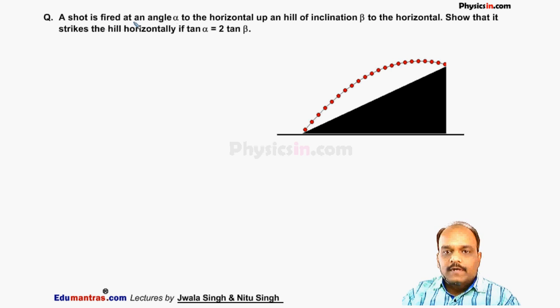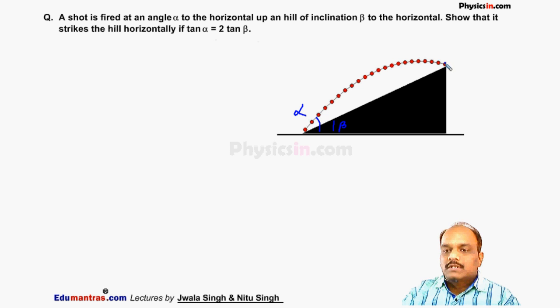See, a shot is fired at an angle alpha to the horizontal. This angle is alpha. Up an inclined plane whose inclination is beta. This angle is beta. So that the projectile strikes the hill horizontally if tan alpha is equal to 2 tan beta.